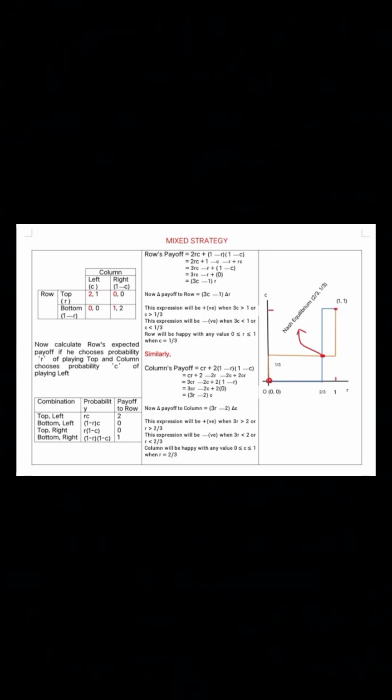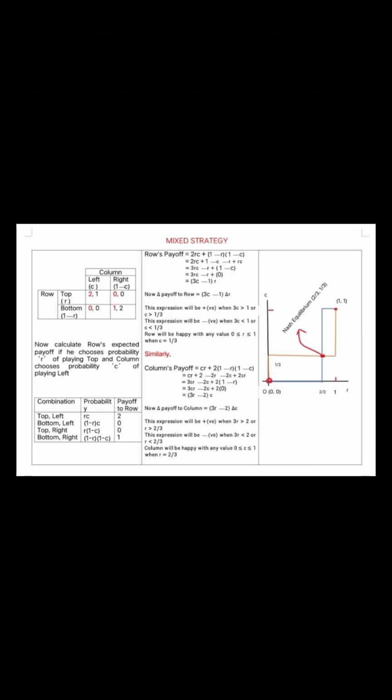So look at the second table where 3 columns are mentioned: combination, probability, and payoff to row. In the first combination, top left strategy, the two probabilities are multiplied. For top it is R, for left it is C. So the probability of the combination top left is RC, and the corresponding payoff to row is 2.